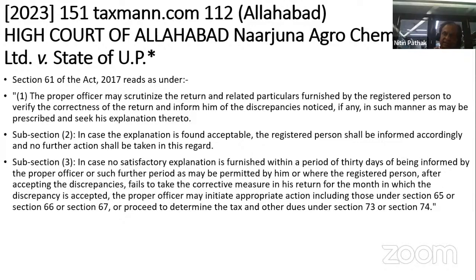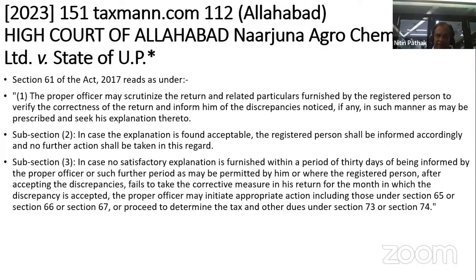In case no satisfactory explanation is furnished within a period of 30 days of being informed by the proper officer, or such further period as may be permitted, he can give more than 30 days, or the registered person, after accepting the discrepancy, fails to take corrective measures, either pays it or reverses it, whatever action you need to take.